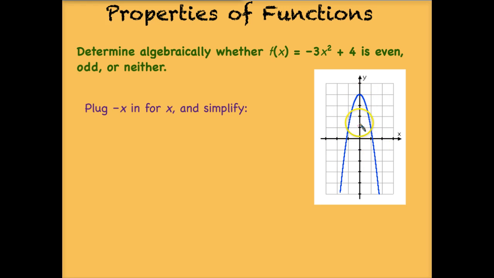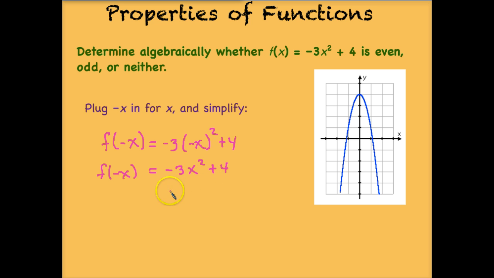But say we didn't have the graph or we didn't graph it and I was just given this function. Well, remember that we can plug in a negative x for x and simplify. So let's do that. Let's see what we get. We're going to plug in a negative x for all of our x's. So we would have negative x squared plus 4. Well, think about what we have here. If we plug in a negative x, squared is going to be positive x squared, and we're still going to be left with negative 3x squared plus 4.